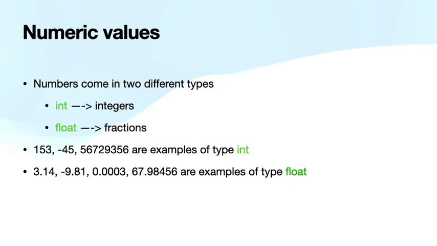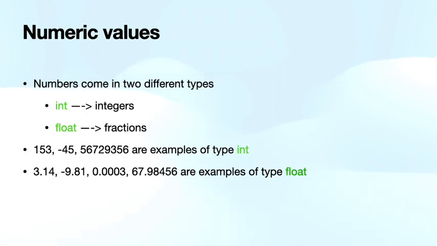So the most basic type of value that one can think of are numbers. Now in Python and in most programming languages, numbers come in two distinct flavors, as you can call them: integers and numbers which have fractional parts. So in Python, these two types are called int and float. So int refers to numbers which have no decimal part, no fractional part. So these are whole numbers. They could be negative, but these should be whole numbers.